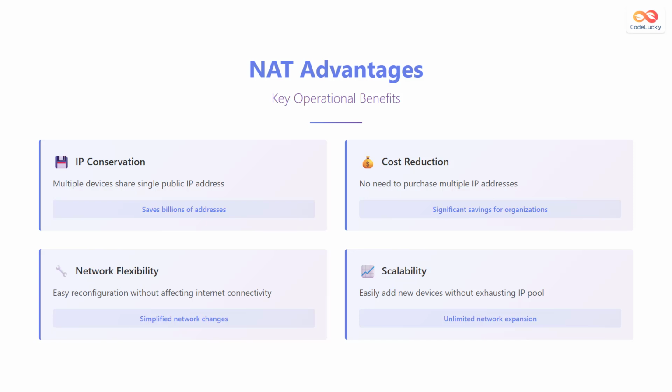Third is network flexibility. You can reconfigure your internal network without affecting Internet connectivity. You can change internal addresses, add new devices, or restructure your network without needing new public addresses. Fourth is scalability. You can easily add new devices to your network without exhausting your IP pool. One public IP can support hundreds or thousands of internal devices depending on your router's capacity. These advantages make NAT an essential technology worldwide.